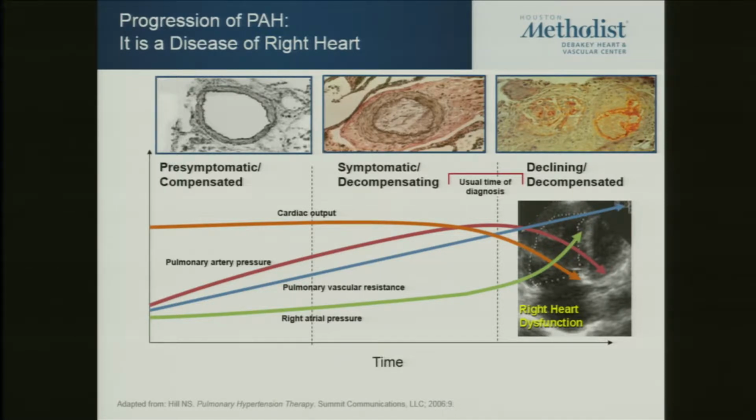Now, this slide shows you what happens to patients with pulmonary hypertension, where they start off with lower pulmonary arterial pressure, which increases over time, and then eventually, as the right heart fails to pump against that high pressure, the cardiac output falls, and in these patients, the pulmonary pressures fall as well.